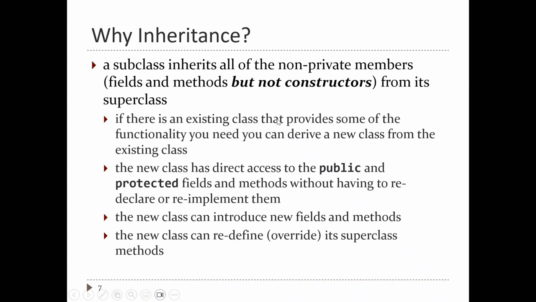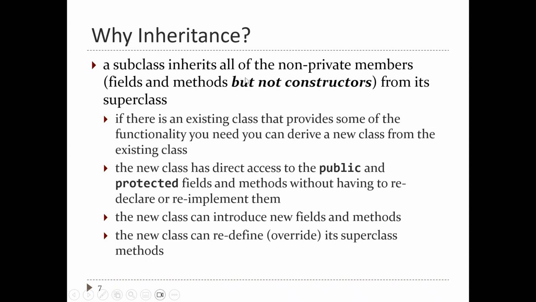But one of the big features of inheritance that's normally taught to people who are learning object-oriented programming is that inheritance is a mechanism for code reuse. So a subclass inherits all of the non-private members, so those are the fields and methods, from its superclass. So anything that's public or protected is inherited by the subclasses. Constructors are never inherited. In Java that's the case. You never inherit a constructor. So that means when you make a subclass, you have to make your own constructors.